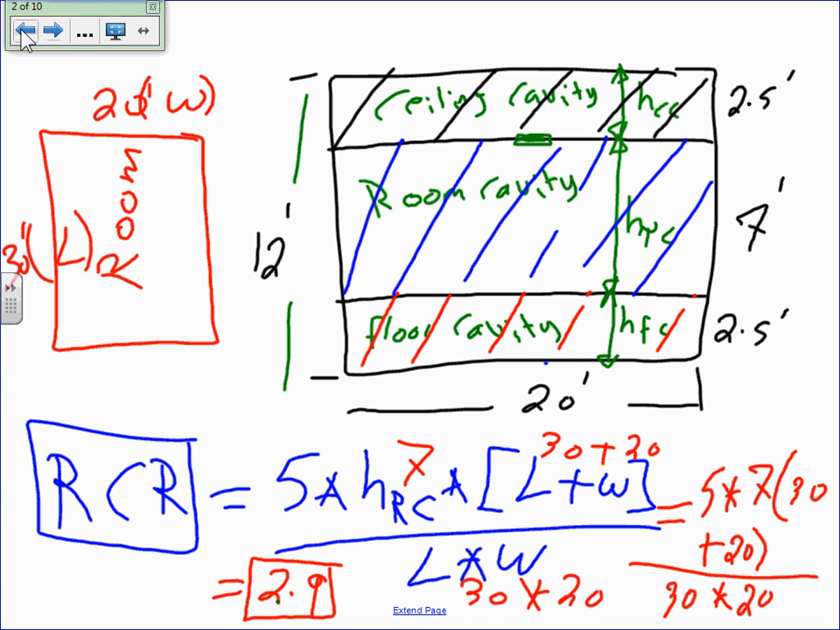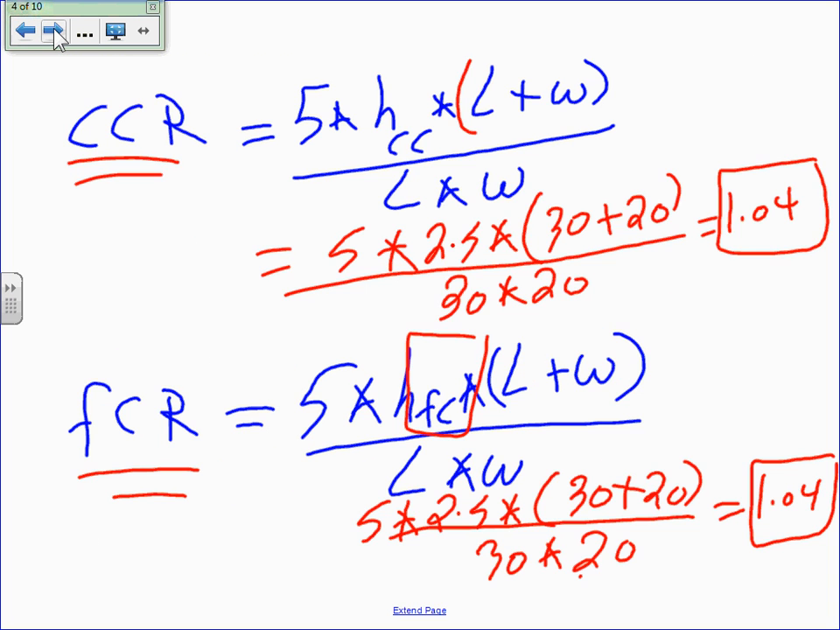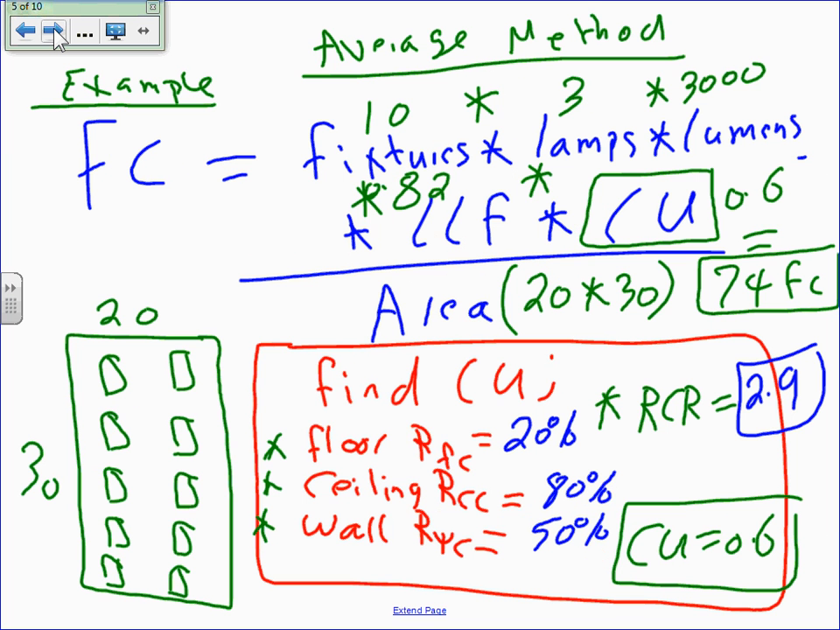Any question about 2.9, where the 2.9 came to be? Any question about how to find the 2.9? So take the 2.9, the room cavity ratio, all the way to the same example. Now that we did, here's my room. I need to find the coefficient of utilization. The whole mess is to find the CU. So what's my ratio? Room cavity ratio, 2.9. Where did the 2.9 come from? From this room, based on the height that I gave you.